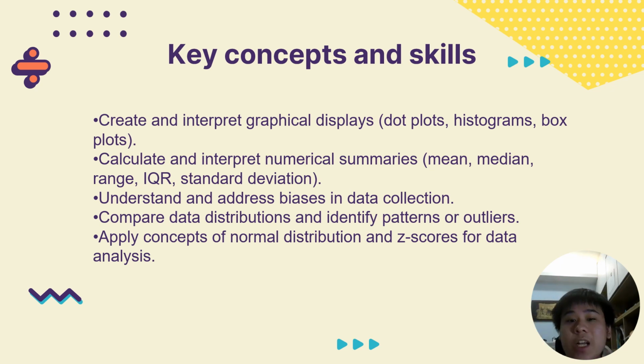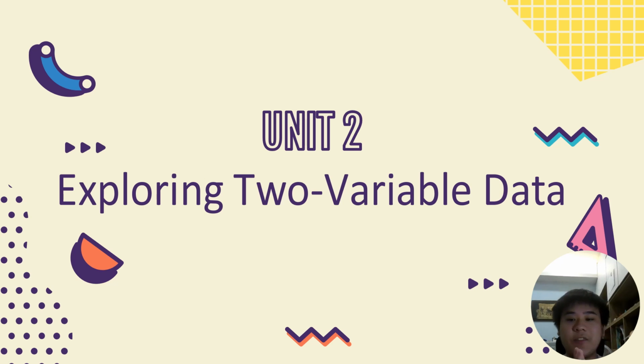You need to be able to understand and address biases in data collection, which will be introduced more in Unit 2 and Unit 3. You need to be able to compare data distributions and identify patterns or outliers. Lastly, you need to be able to apply the concepts of normal distribution and z-scores for data analysis using the z-table. That's it for Unit 1.